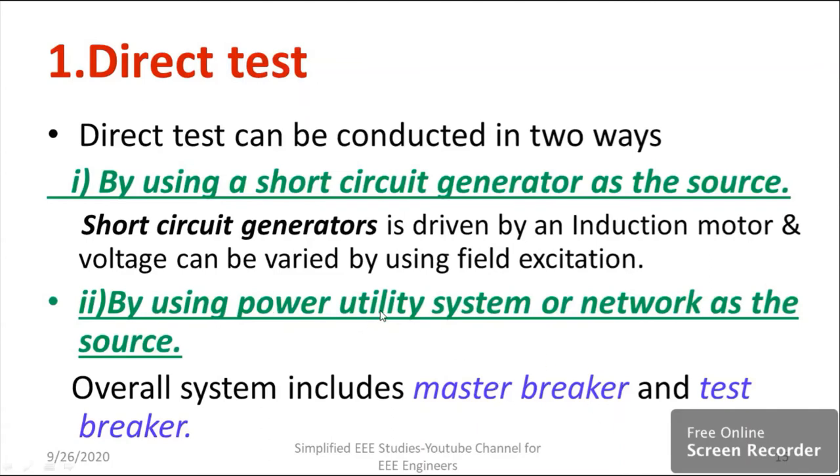Anyway, you are using a real-time network. In that, you will be placing the master circuit breaker and the test circuit breaker. Your main aim is to check the performance of the test circuit breaker. Once the test circuit breaker is successful, there is no use for the master circuit breaker. Suppose the test circuit breaker fails, then the master circuit breaker should be operated. You have to save the network. So that is why we are going to do these two procedures.